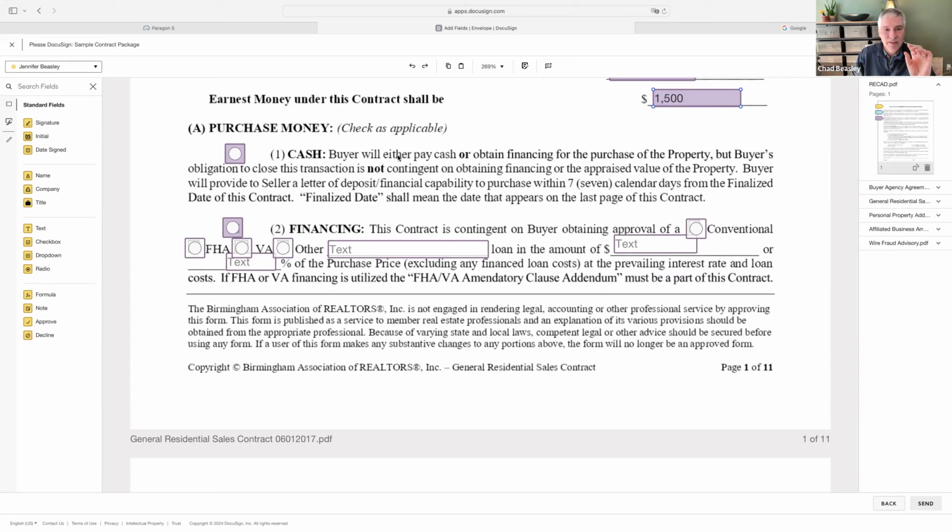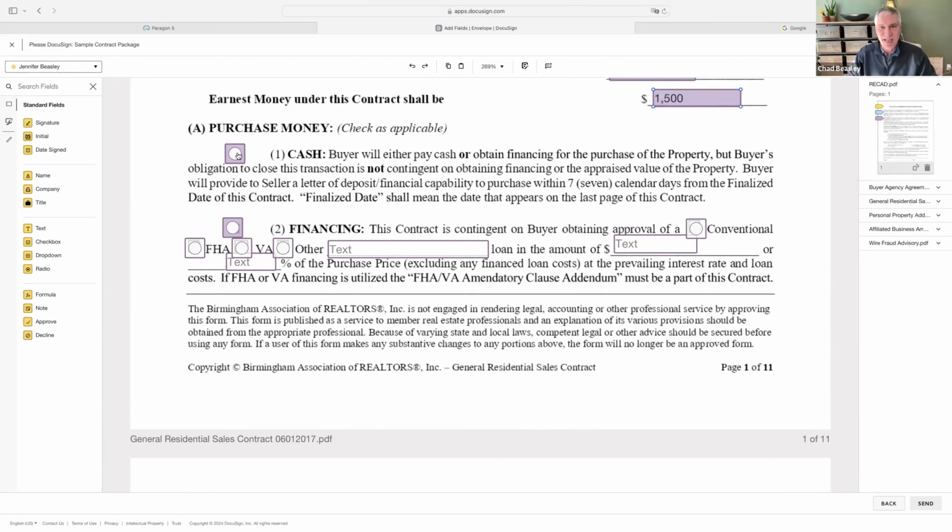So this clause can either be cash, but I've had it trip me up before where somebody was financing. They brought me an offer on my listing, and I'm thinking I'm representing to the seller that it's cash. And then later I get a pre-approval letter. I'm like, what the heck is this? You're paying cash.